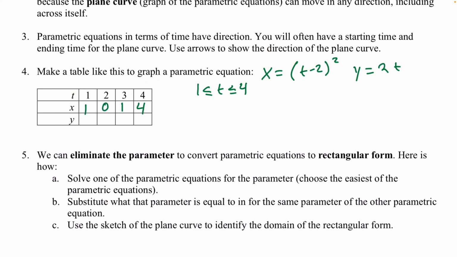Now let's do the same thing by plugging our t values into the y parametric equation. Y equals 2 times 1, 2. 2 times 2, 2 times 3, 2 times 4. Okay, so we have a table of values for our parametric equation.